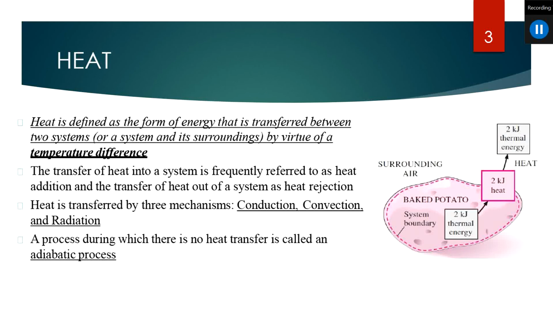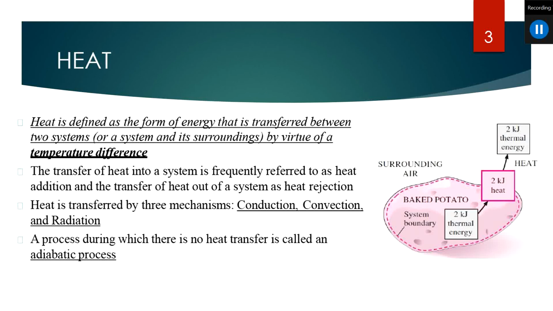So heat is energy in transit. The temperature difference causes heat energy to flow from higher temperature to lower temperature. By virtue of a temperature difference, the transfer of heat into a system is frequently referred to as heat addition, and the transfer of heat out of the system is termed heat rejection.